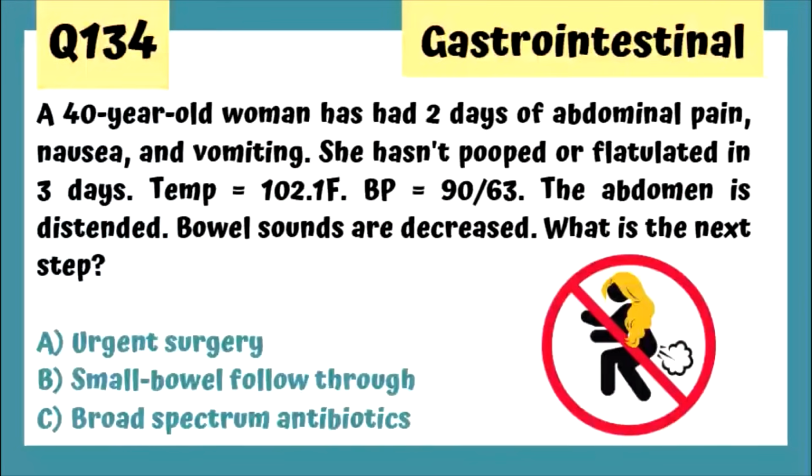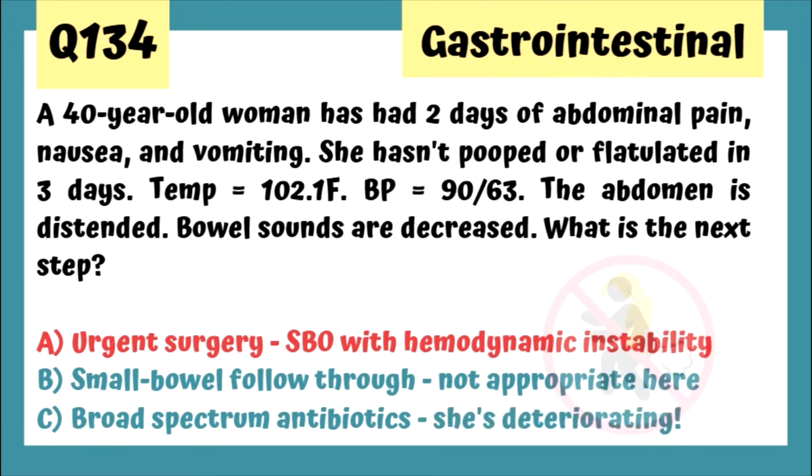Question 134. A 40-year-old woman has had 2 days of abdominal pain, nausea, and vomiting. She hasn't pooped or flatulated in 3 days. Temperature is 102, blood pressure is low, the abdomen is distended, bowel sounds are decreased. What is the next step? So what's going on over here? She has abdominal pain, nausea, and vomiting, she hasn't pooped or flatulated, and she has fever. We want to go with urgent surgery because we are concerned of a small bowel obstruction with hemodynamic instability. It's progressed beyond simply the obstruction.